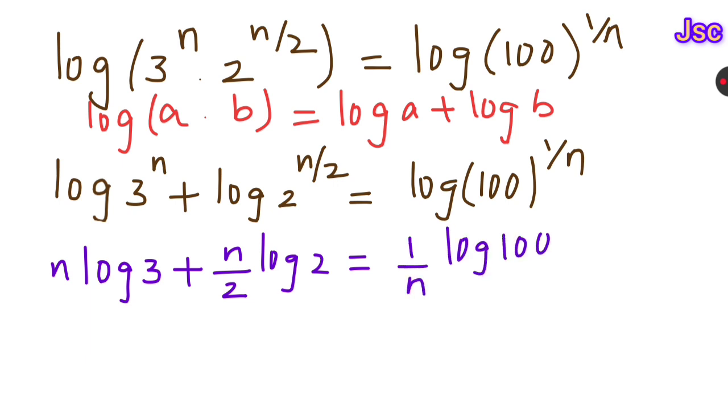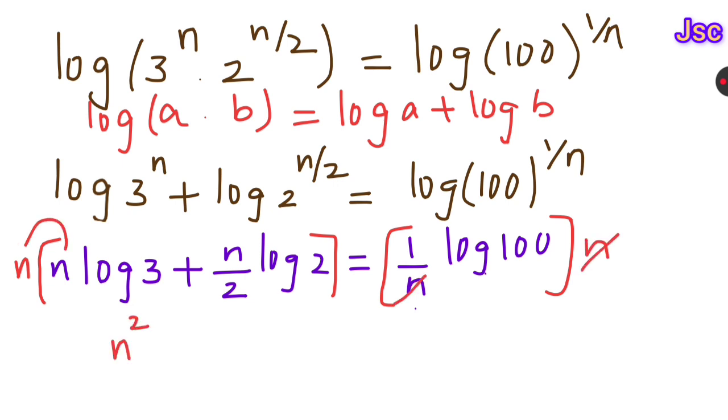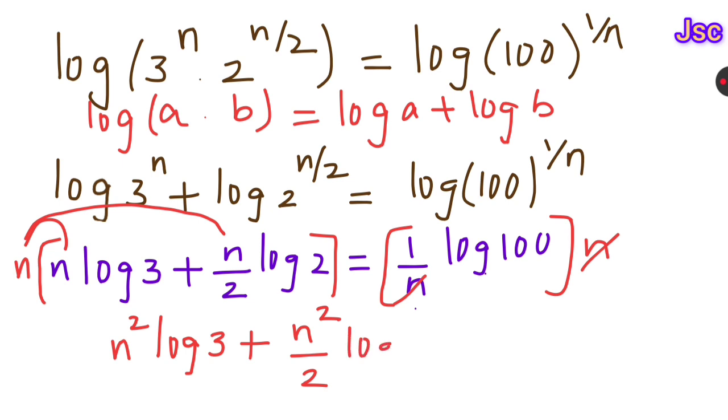Now observe here, 1 over n log 100. If you get rid of this n, then we get only the log 100 value. So that's why I am multiplying both sides by n to get rid of the n on the right hand side. Then we get n^2 log 3 and here also n^2 over 2 log 2, that is equal to log 100.